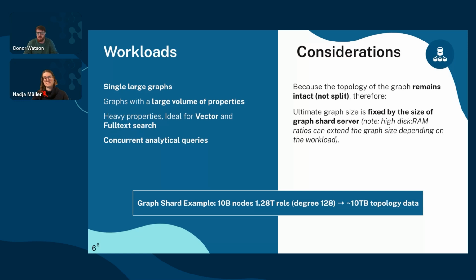Some considerations you have to take into account are that the topology of the graph remains intact, which whilst is a big benefit because it means that your traversal queries will remain the same performance, it means that there's a fixed size by which you can scale, i.e. you can only scale as far as the graph shard can scale. So you need to be able to fit your topology into a single Neo4j server still. But extending your RAM ratios to disk and having larger single machines can then add even more scale.